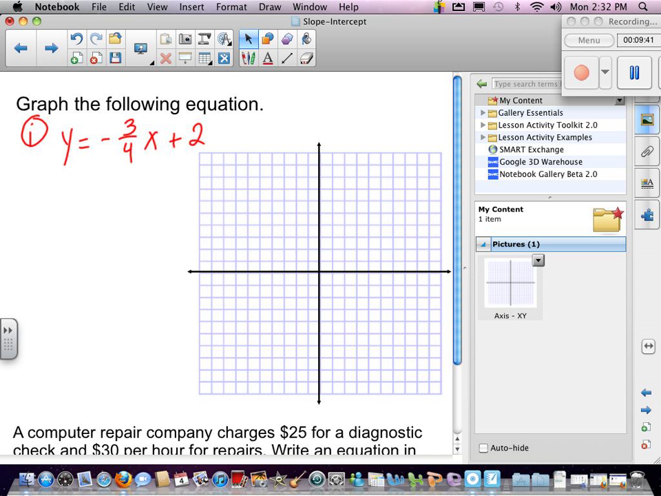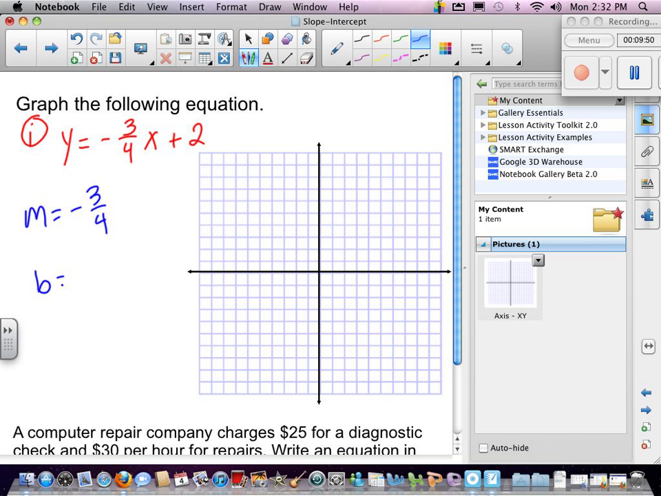Alright, last two problems here. The first problem, we're supposed to graph the following equation. We need the slope, which is negative 3/4, and we need the y-intercept, which is 2. That also tells me it's at (0, 2).